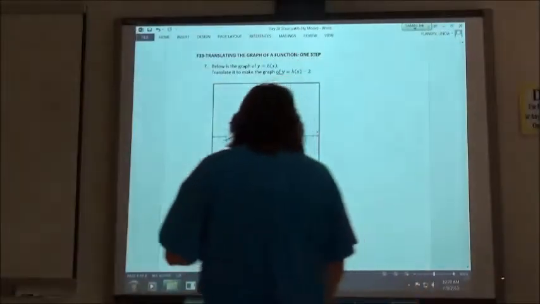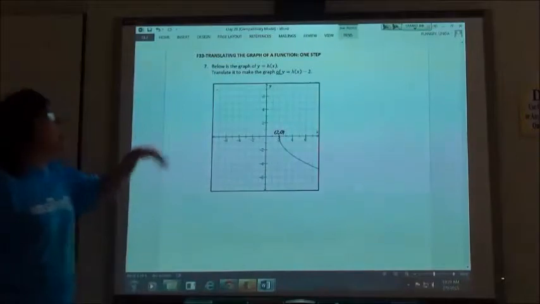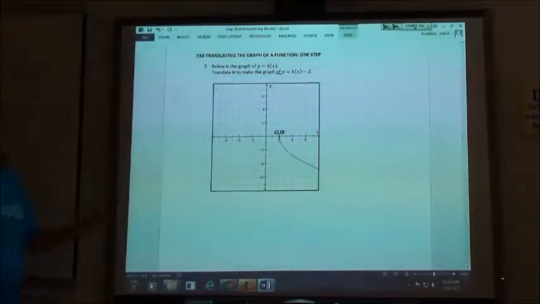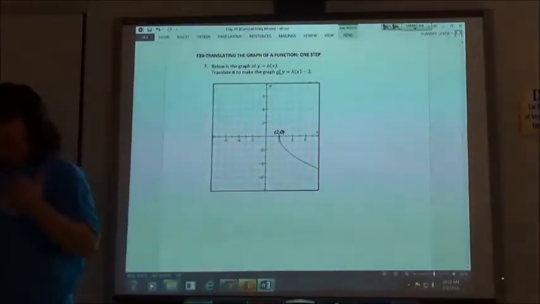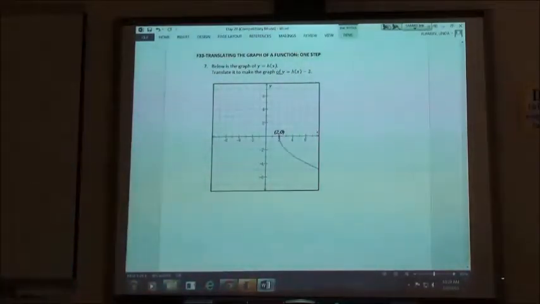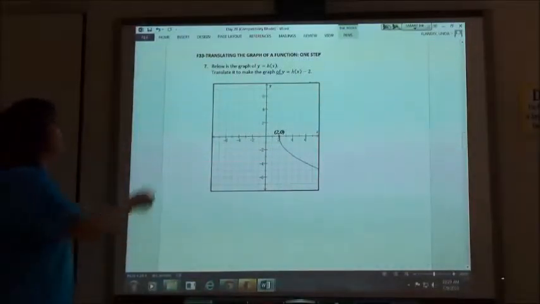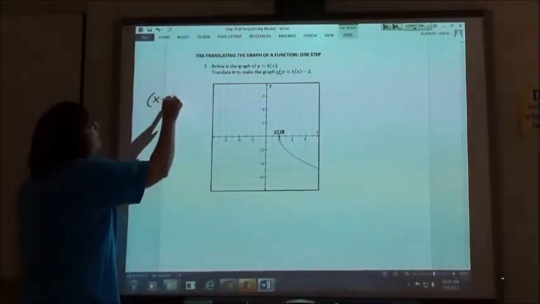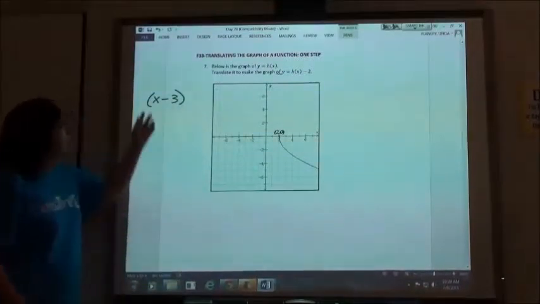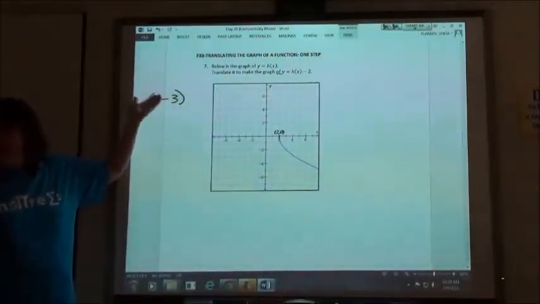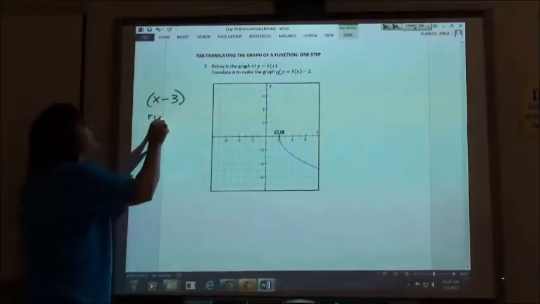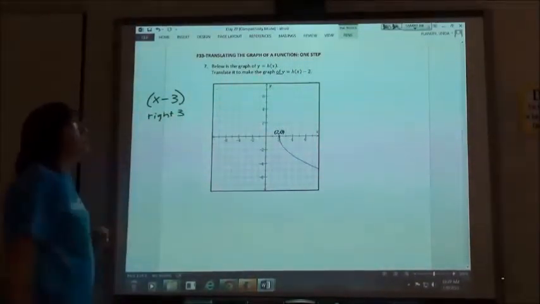On the next ones, we are either going to translate the graph up or down or left or right. If the number is on the end of the expression, that's going to translate it up or down. If it's a plus 2, I move it up 2. If it's a minus 2, I do it down 2. If it's in the parentheses with the x, so if I would have something like x minus 3, that's where I had to change my sign, so it actually goes in the opposite direction of what you think. This is going to move it to the right 3 places.